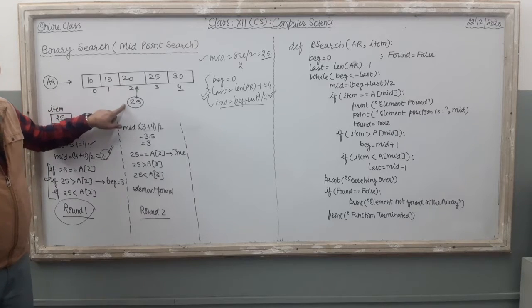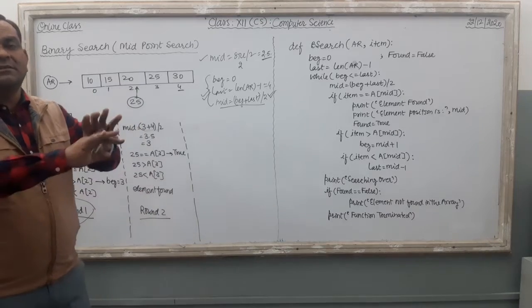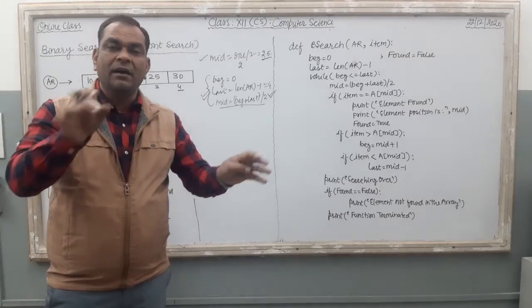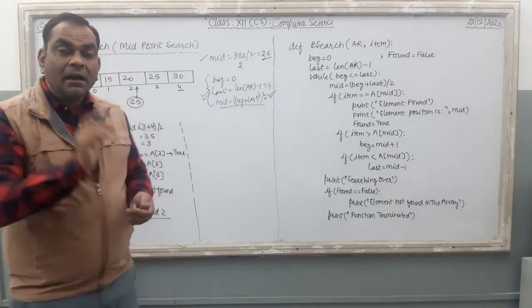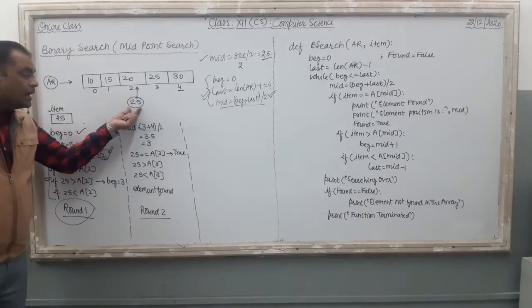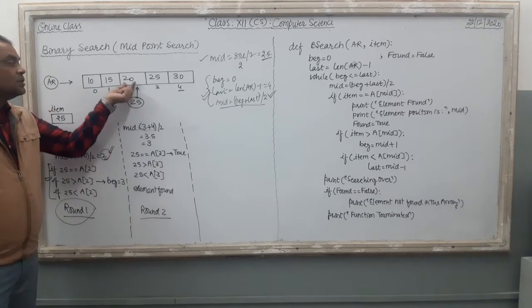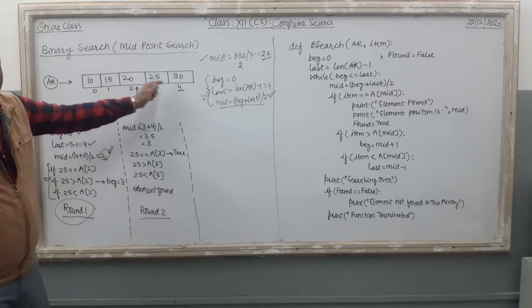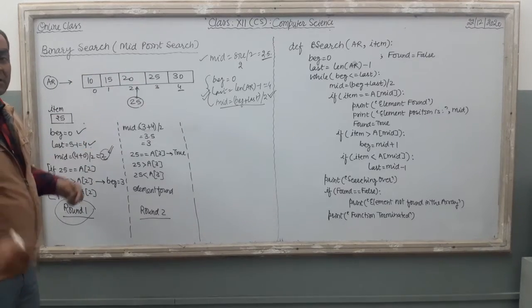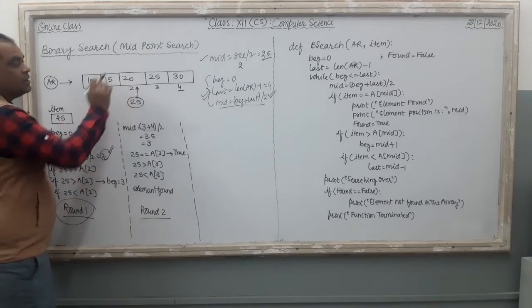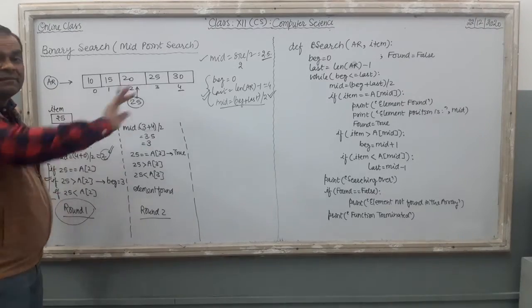If it is equal to 25, then our task is over. Just write a message: element found, it is there at this position. Now, if the specific element is more than the middle position element and the array is sorted in ascending order, it means what? 25 is more than the middle element; here it is 20 only. The array is sorted in ascending order.